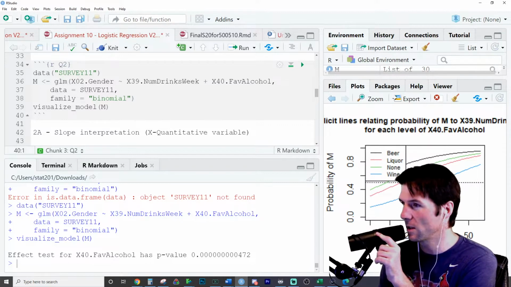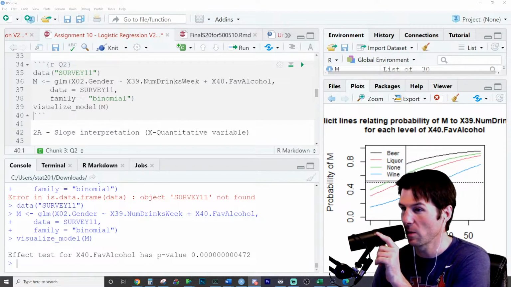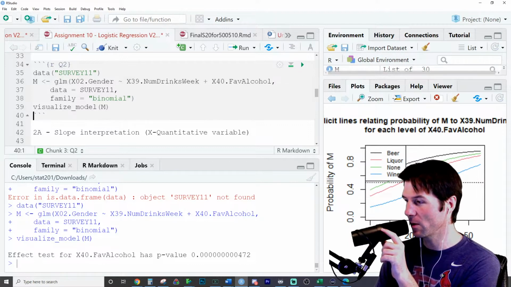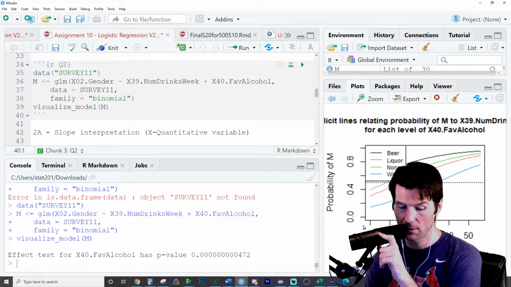Cool, so I'm trying to think. Is this Ben's right here? Let me look at whose I worked on. Okay, I worked on Uz. This is working right here. And favorite alcohol, that's yours right there, Blake? Mm-hmm. Working fine.